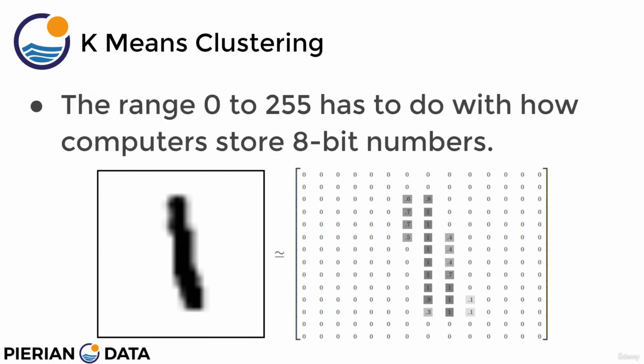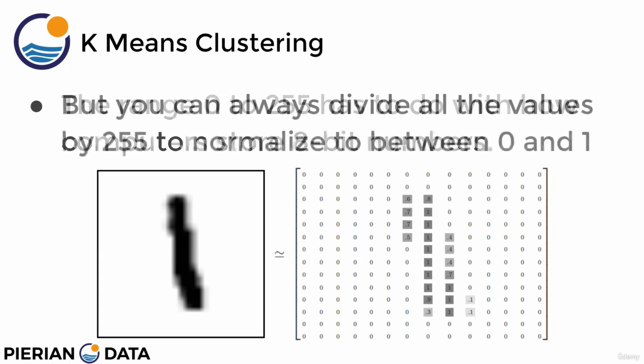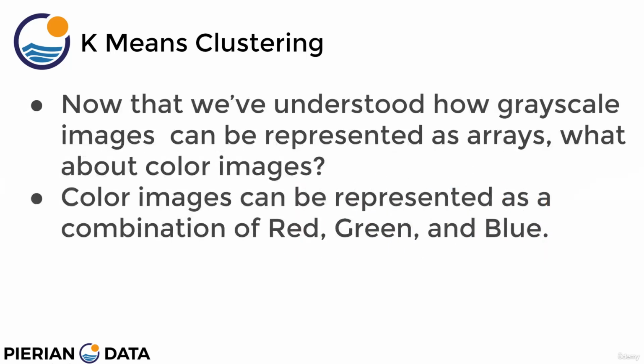So this range from 0 to 255 has to do with how computers store 8-bit numbers. But the main thing to take away here is you can represent a color range from 0 to some value. For example, 0 to 1 or 0 to 255. And you can always divide all the values by the max 255 to normalize to between 0 and 1. So if you have an array who has color values from 0 to 255 or grayscale values from 0 to 255, you could just take all those values, divide it by 255, and then suddenly everything's going to be between 0 and 1.